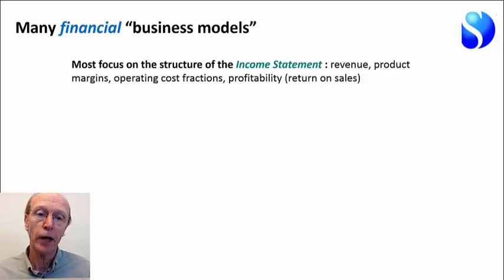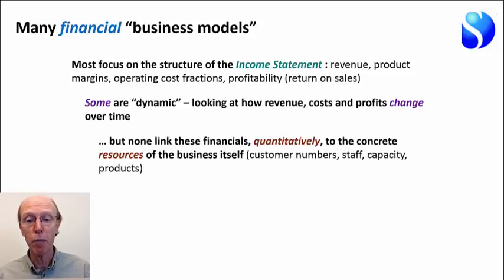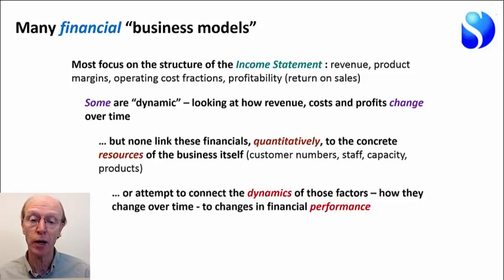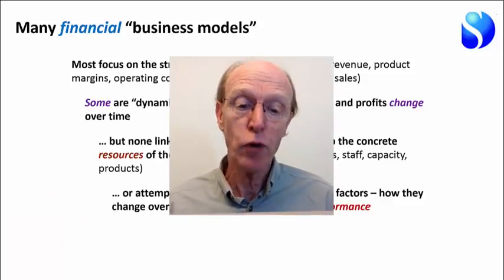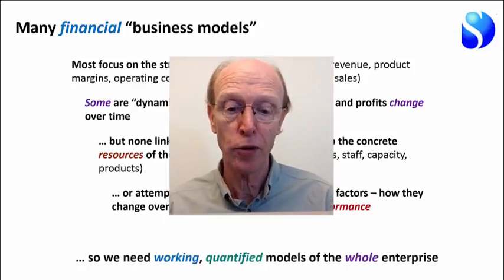Some of these financial business models actually are dynamic. They do look at how revenue, costs and profits change over time, but none of them make any attempt to link the financials quantitatively back to the concrete resources of the business themselves. How many customers, how many staff, what capacity, how many products. And they don't attempt to connect the dynamics of those factors, how they change over time, to the changes in the financial performance. So that really is why we need working, quantified models of the whole enterprise.